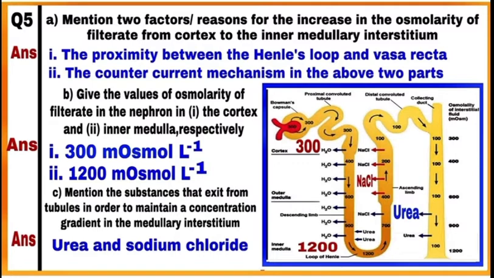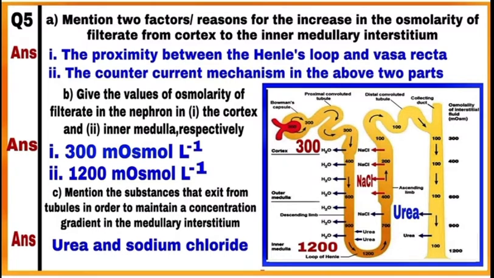Number 2, the counter current mechanism in the above 2 parts means movement of filtrate in Henle's loop and movement of blood in vasa recta are in opposite direction. These are the 2 reasons for the increase in osmolarity of filtrate from cortex to the inner medullary interstitium.